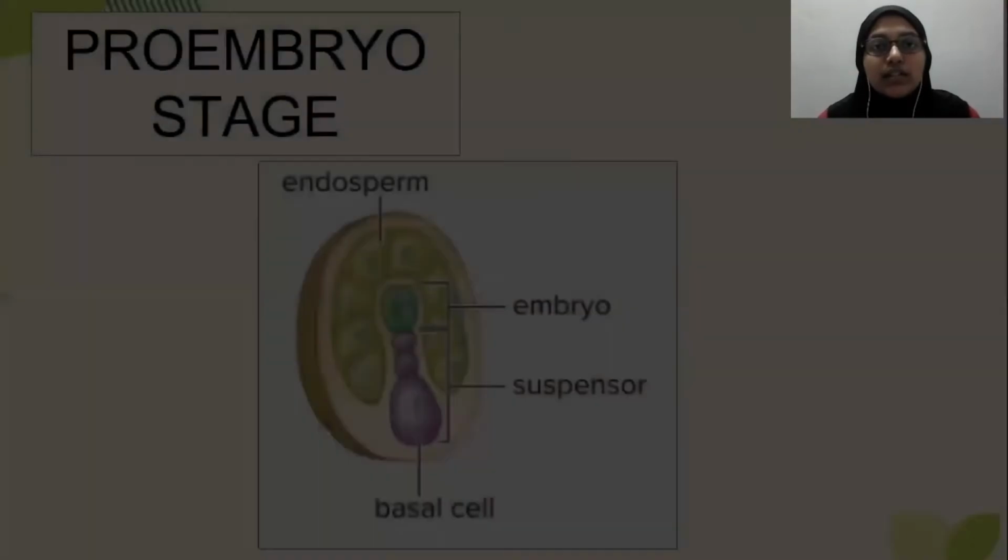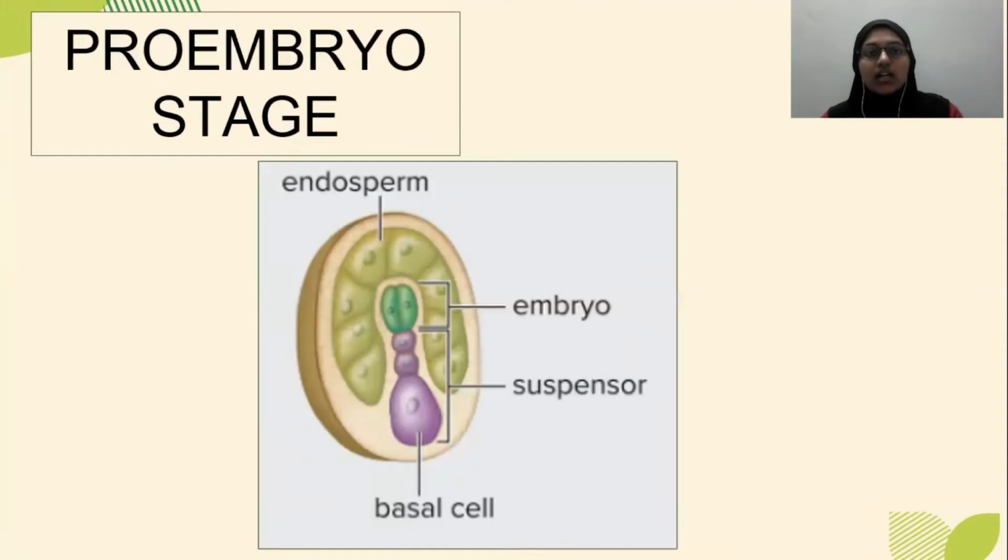Moving on to the pro-embryo stage. During the pro-embryo stage, there is an elongated structure called the suspensor. The function of the suspensor is to transfer and produce nutrients from the endosperm, which will then allow the embryo to grow. So that's all for the zygote stage and also the pro-embryo stage.